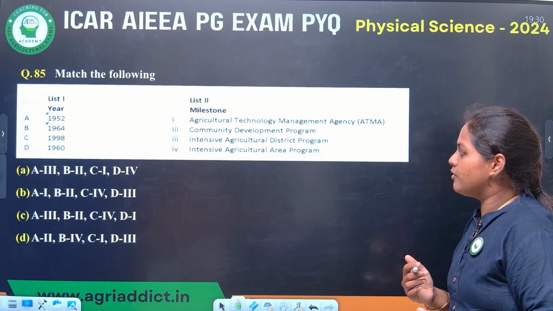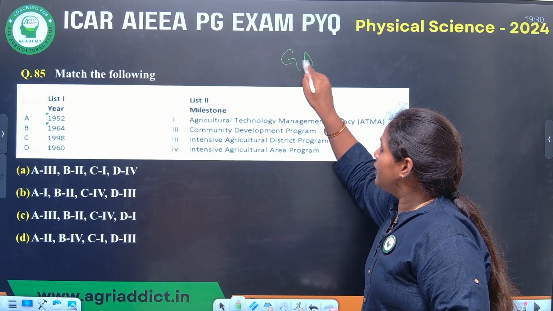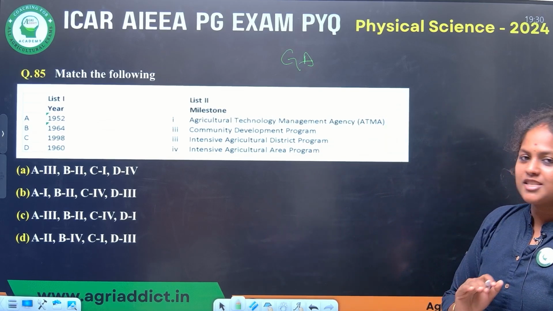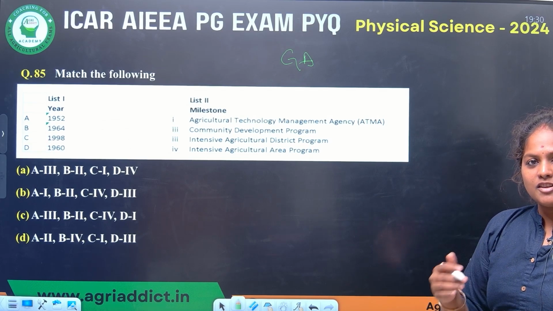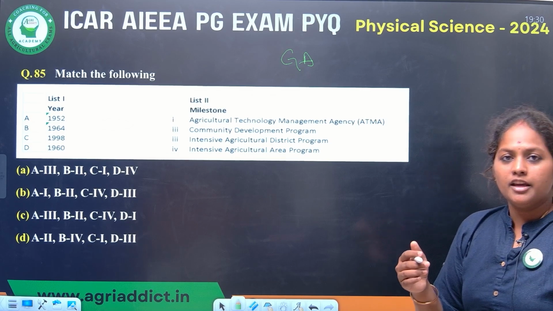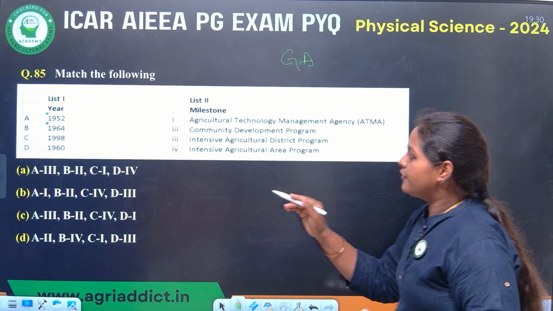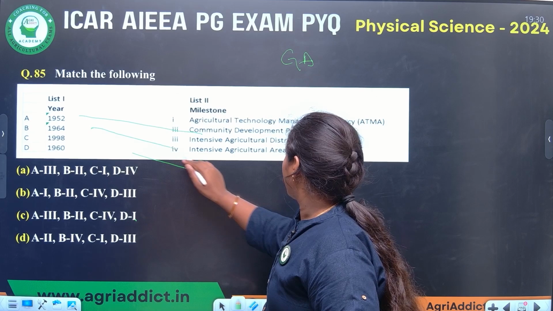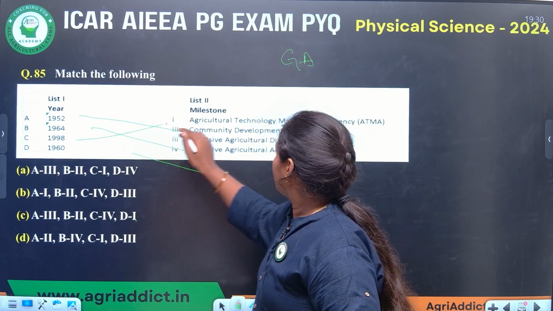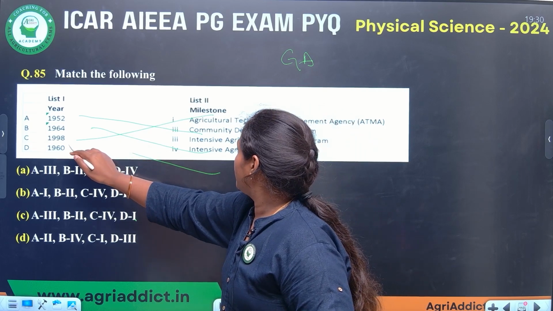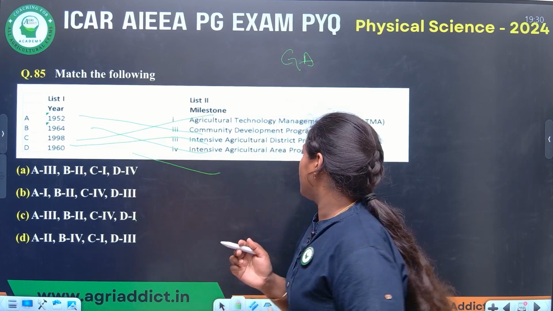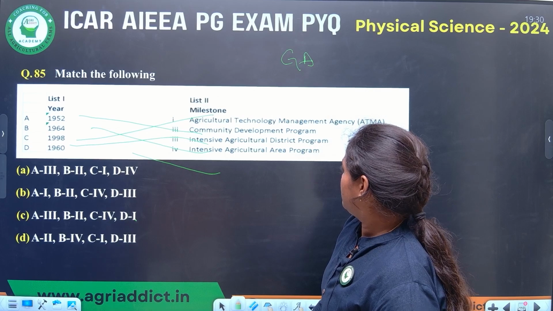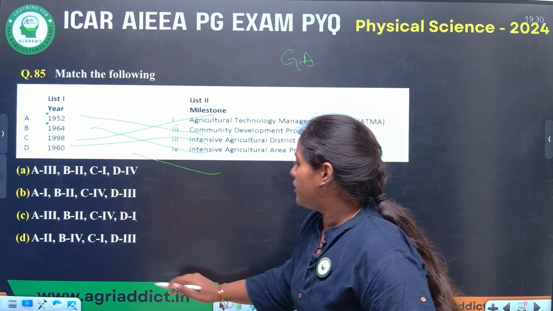Question number 85. Match the following from extension GA. If you can analyze up to this part, you can understand that in the GA they have asked many questions from extension, and in minor subjects they concentrated more on agronomy, especially organic farming concepts. 1952 Community Development Program. 1964 Intensive Agriculture Area Program. 1998 ATMA, Agriculture Technology Management Agency. 1960 Intensive Agricultural District Program. So the answer is 2, 4, 1, 3. Option D.